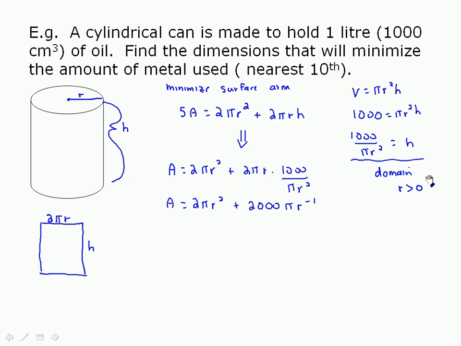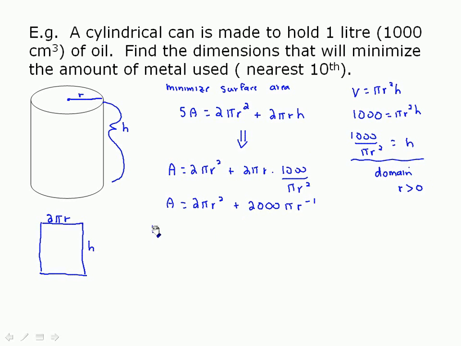In both cases, you could have the h very, very small and then have a very broad one, or you could have the r very, very small and have a very high one. But as long as they're greater than 0, we've got no problem.